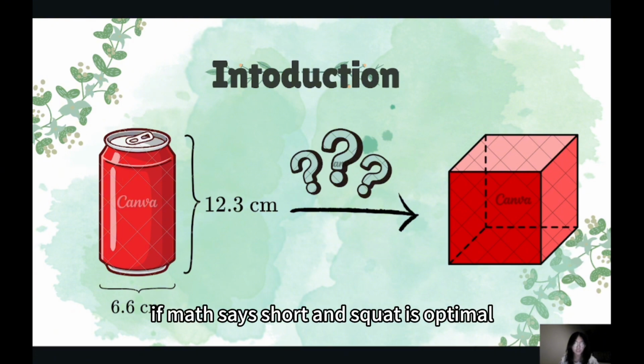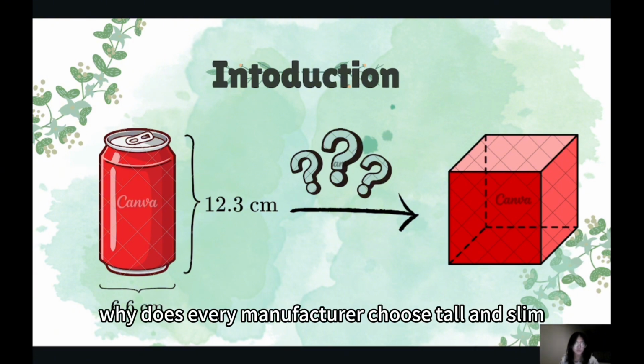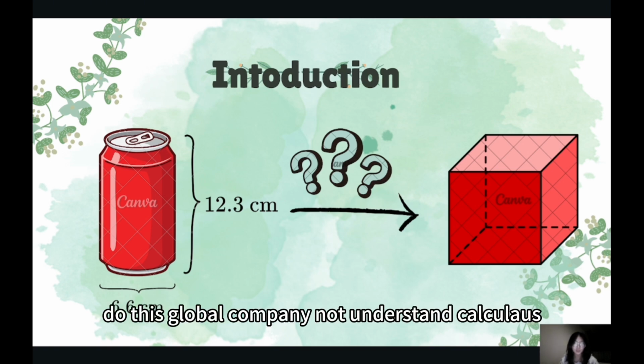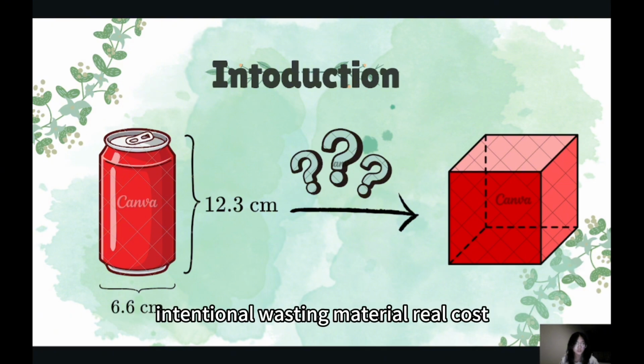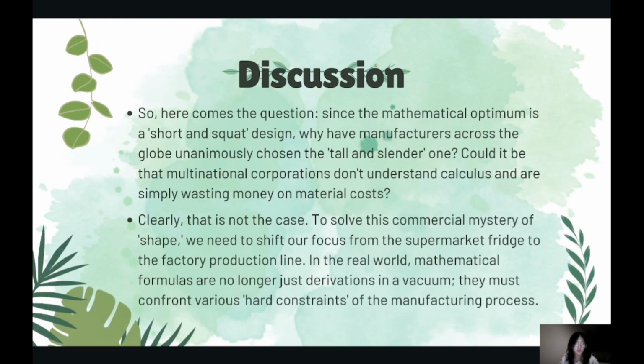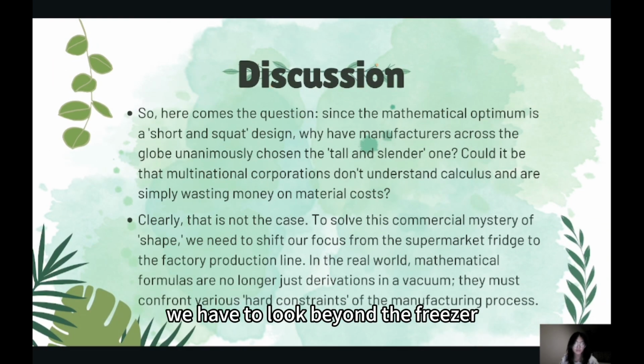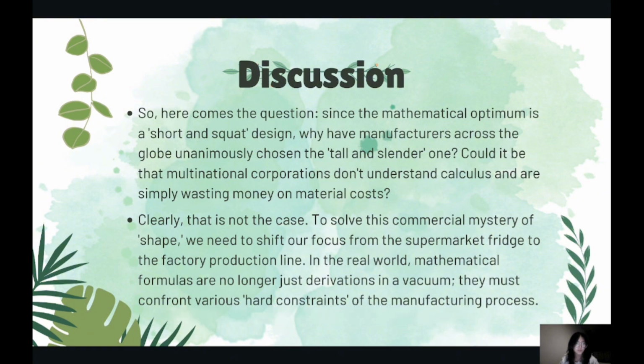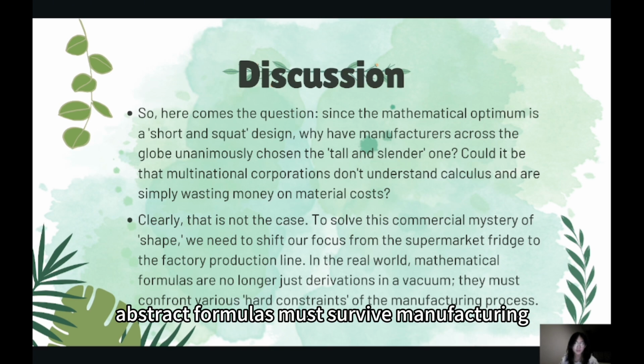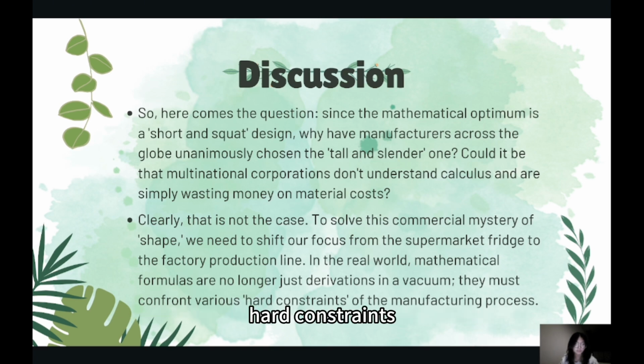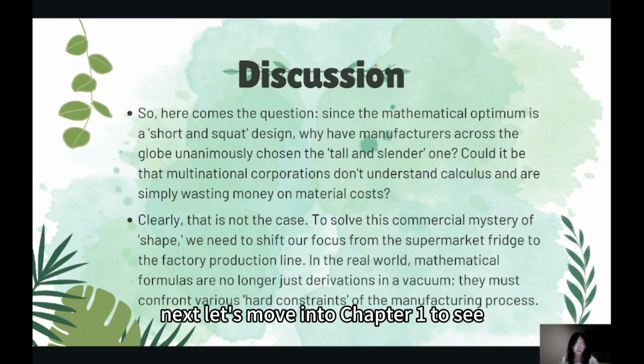If math says short and squat is optimal, why does every manufacturer choose tall and slim? Does this global company not understand calculus? Are they intentionally wasting material cost? Of course not. To solve this puzzle, we have to look beyond the freezer and into the factory production line. In the real world, abstract formulas must survive manufacturing hard constraints. Next, let's move into Chapter 1 to see how the ideal model gets its first reality check when it meets manufacturing losses.